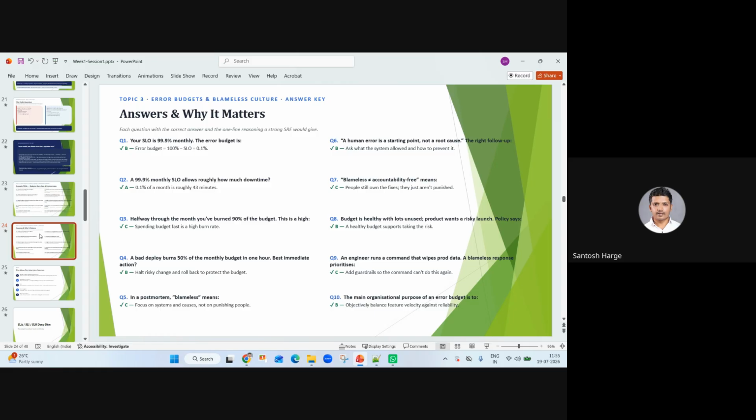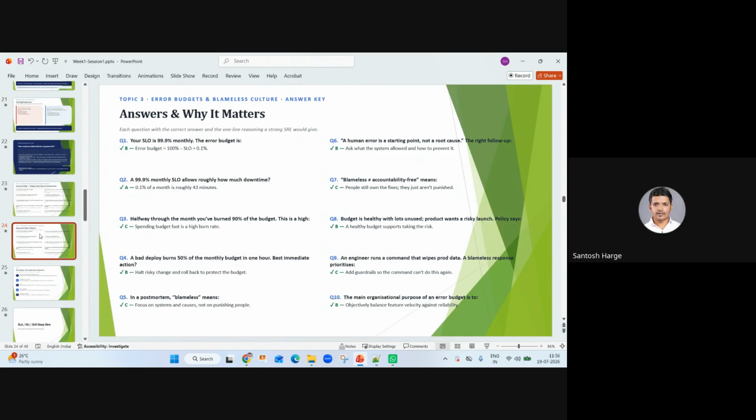Blameless is nothing but accountability, not accountability-free. That doesn't mean that no one is responsible. It's the team's responsibility, and people will still be fixing the issues, but if something goes wrong, they won't be punished.